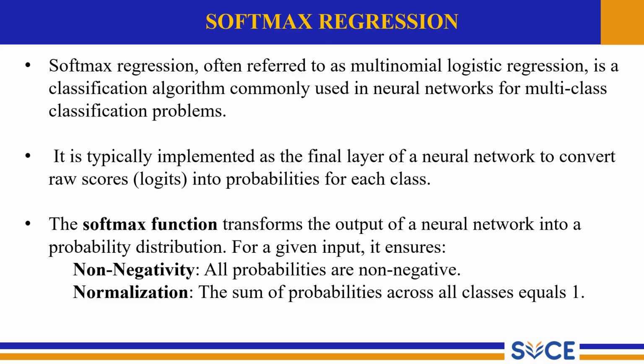The softmax function does two important things for us. First, it ensures all probabilities are non-negative, meaning they are 0 or positive. Second, it normalizes these probabilities so that when you add them all up across every class, the total is exactly 1. This way, the output can be interpreted as a proper probability distribution over the classes.